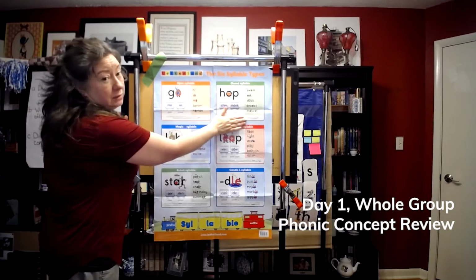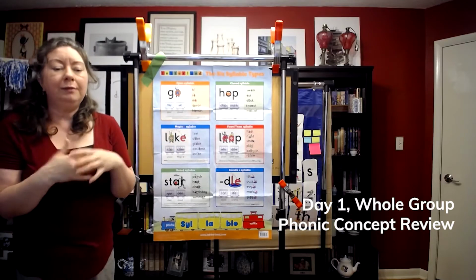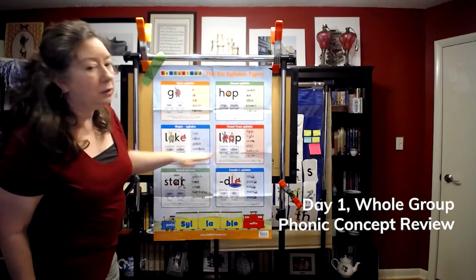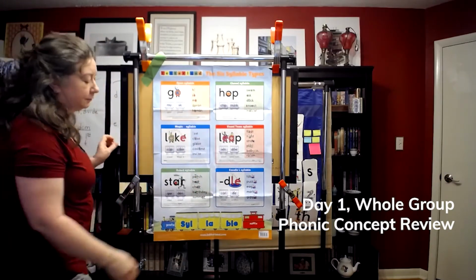We have our closed syllables and our open syllables. In this unit, all the words that we're going to be looking at are going to be made up of just these two syllable types. We'll be learning others as we go along, but so far we're just working with these two right here.